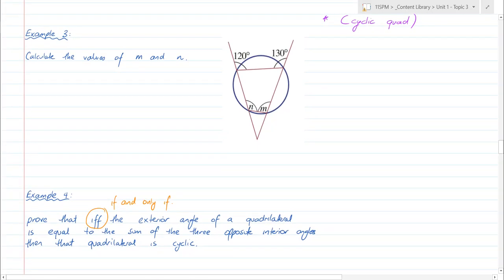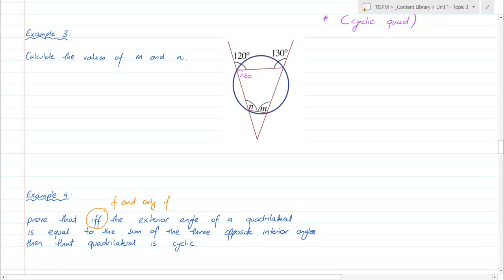So example 3, find the values of m and n. This is pretty easy again. Any takers? Because angles on a straight line make 180.